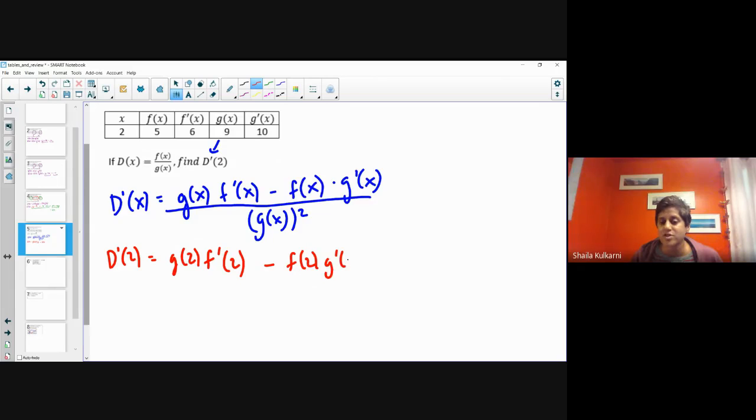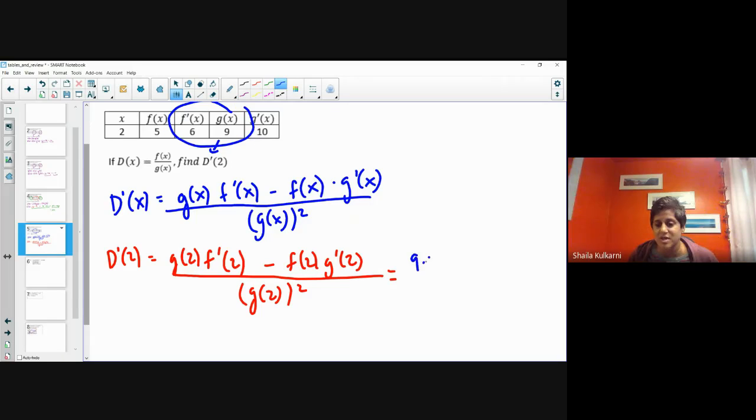And I'm always going to write it all over the denominator. Please don't do this thing that students like to do, which is they think squaring the denominator is the easiest part, so they don't write the denominator and then they forget about it. And that happens quite frequently. So we have g of 2 and f prime of 2. That's these 2 numbers right here.